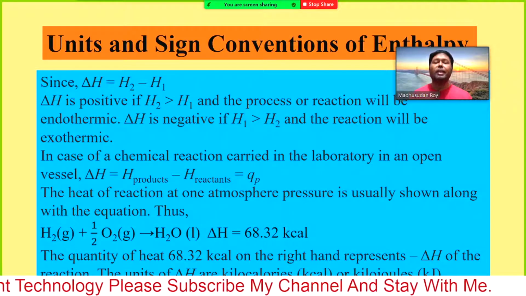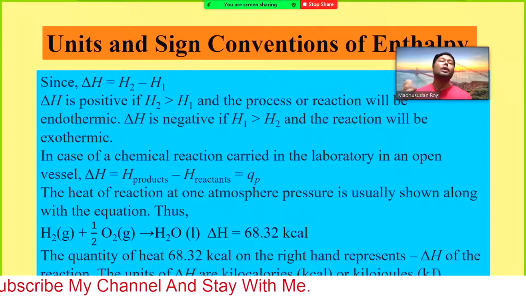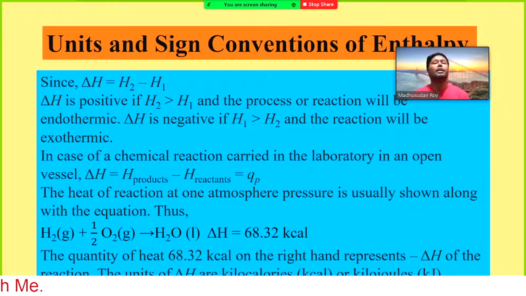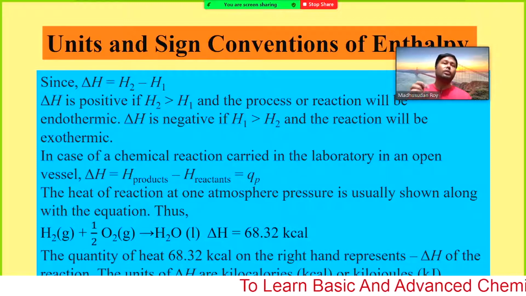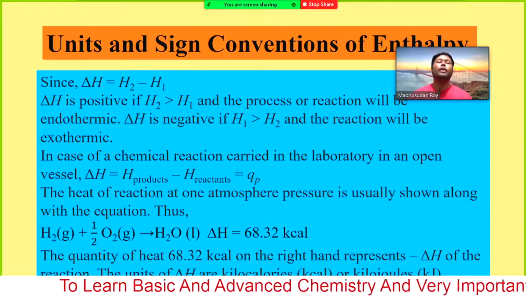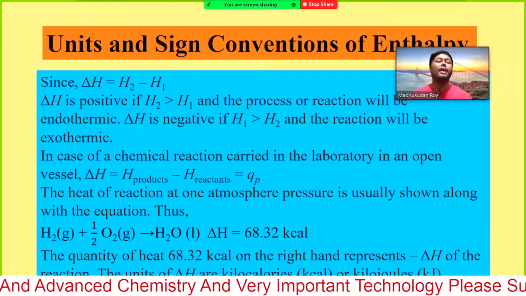The units of delta H are kilocalories or kilojoules, exactly similar to energy, because enthalpy is also one type of energy. Therefore it should have the unit joule, kilojoule or kilocalorie, exactly similar to the unit for work or energy.